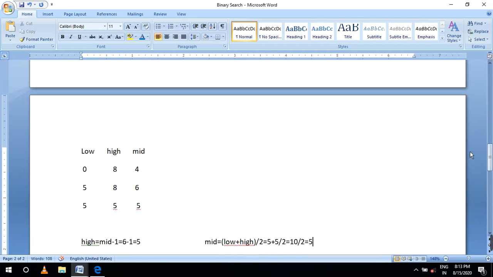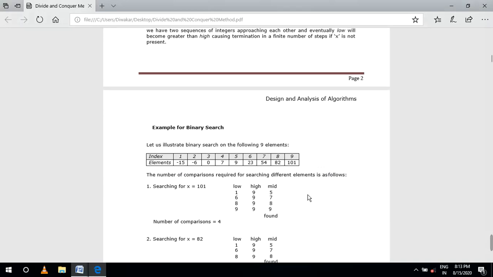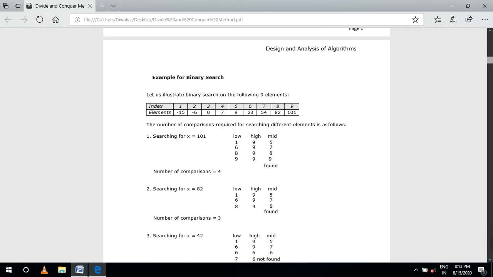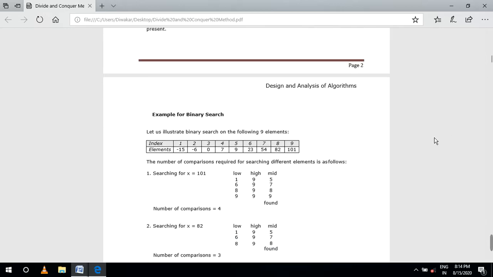Once again I will explain with one more example. In this example we are declaring an array, and I am searching for the element 101. So the low value is 1 and the high value is 9. Low plus high divided by 2, totally 10, so you calculate 5. So now the mid value is 5 and the high value is 9. You are searching for 101, but you compare with the mid value.